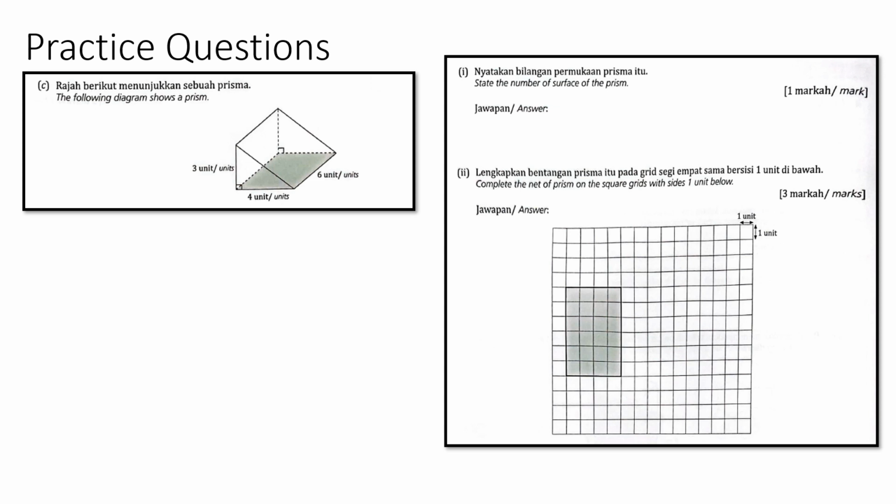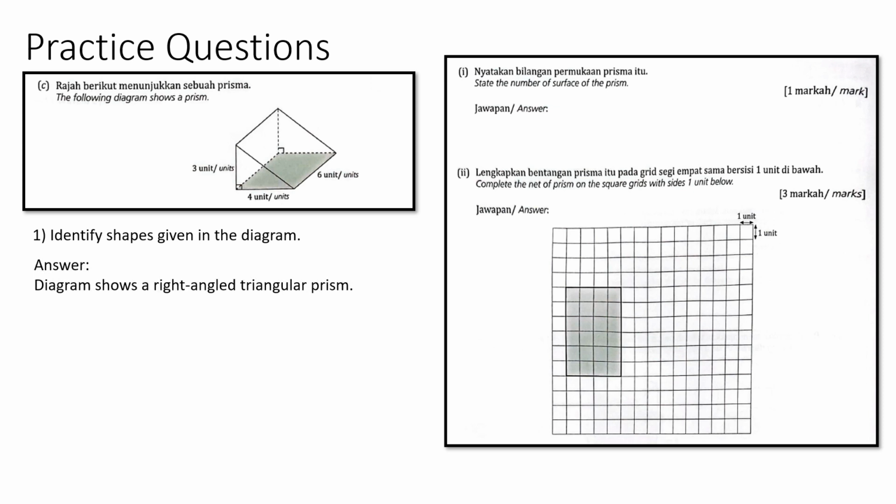Okay, so moving on to the next question. The following diagram shows a prism. Okay, this is also a right angle triangular prism. Okay, now the first question is asking to calculate the number of surfaces of the prism. Okay, state the number of surfaces of the prism.